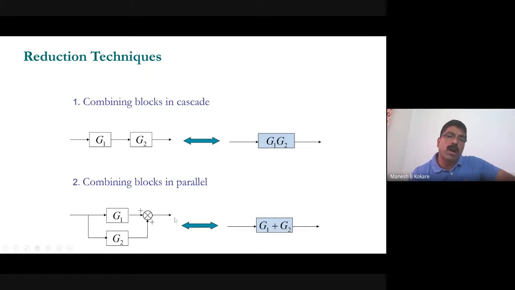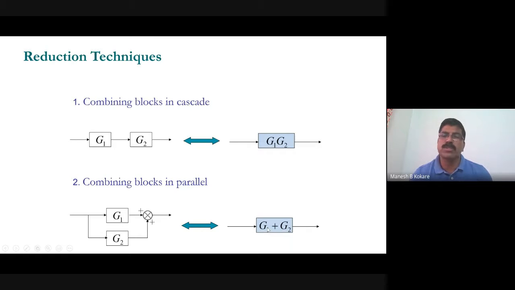So what will be the output equivalent diagram? We'd like to reduce these two blocks into a single block because we are studying block reduction technique. The rule says that if two or more blocks are connected in parallel, then those blocks can be represented with a single block, and the transfer function of that single block will be just the algebraic summation of them.